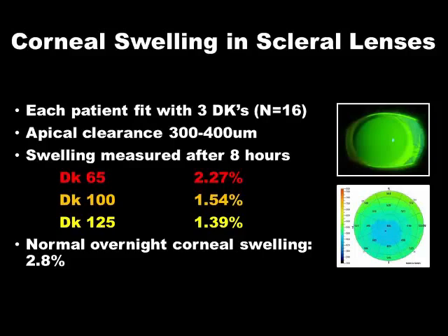So it doesn't appear that you need to be worried about this significant amount of fluid between lens and cornea. Somehow oxygen is getting through there because we're just not seeing patients have problems with vaulted scleral lens, at least as far as oxygen permeability goes.